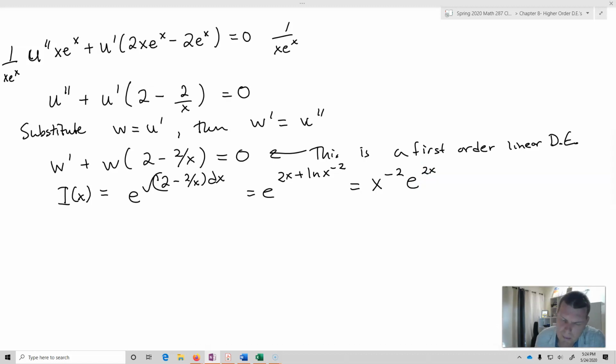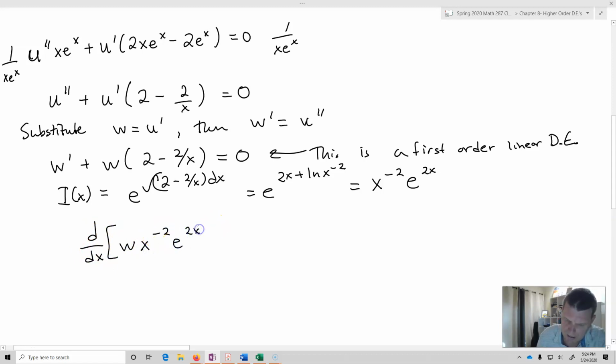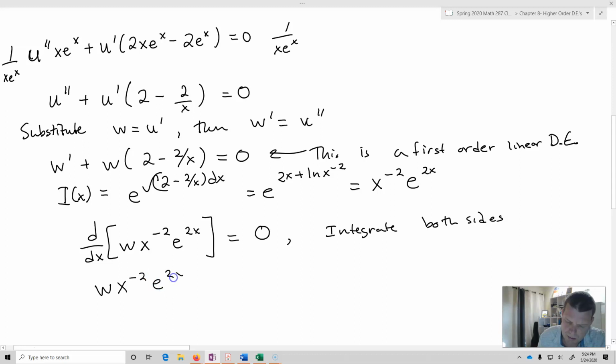If you remember, we multiply both sides by the integrating factor. So then d/dx of w x to the negative 2 e to the 2x is going to just equal 0. Then what do we do? Integrate both sides. The integration of the left side leaves us w x to the negative 2 e to the 2x, and the right side is just going to be a constant, which we'll call c1. So w is going to end up equaling c1 x squared over e to the 2x.